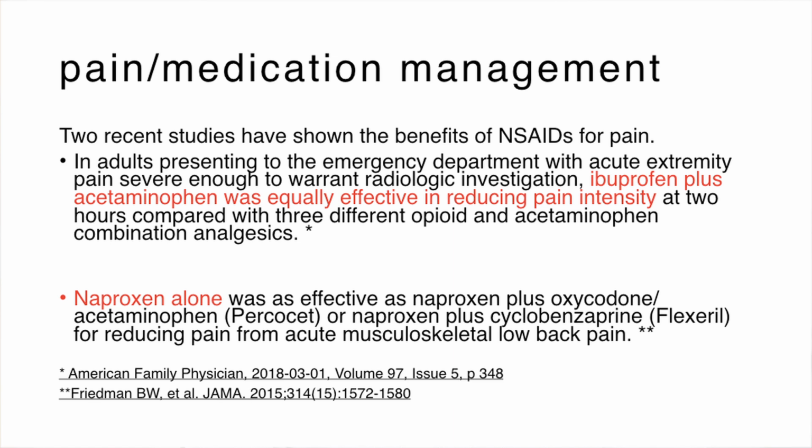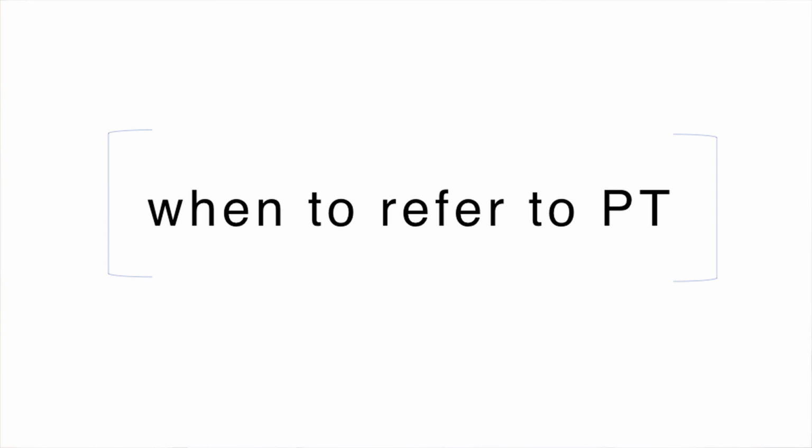In fact, in one study, adults presenting to the emergency room for acute extremity pain severe enough to warrant x-rays, ibuprofen plus acetaminophen was found to be equally effective at reducing pain at 2 hours compared with 3 different opioid formulations. Physical therapy should be considered in those with a flexion or extension presentation that are unresponsive or incompletely responsive to their home exercise program and/or medications.